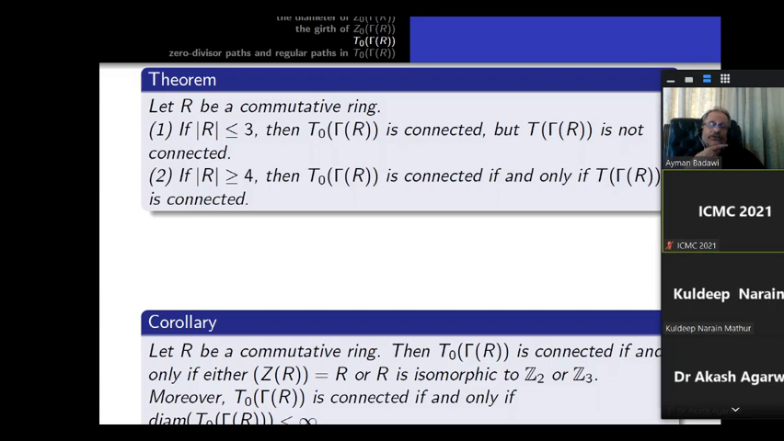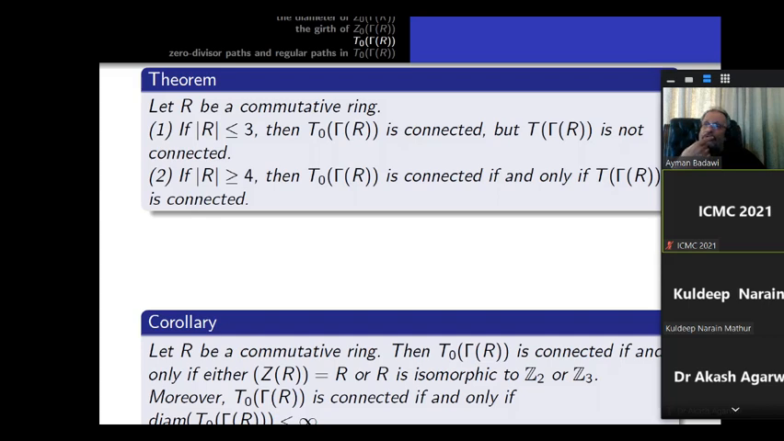What about this result here? T indexed by 0 is connected if and only if either the ideal generated by the set of zero divisors is R, or R is isomorphic to Z2, or R is isomorphic to Z3. Okay? And this graph is connected if and only if the diameter is less than infinity.